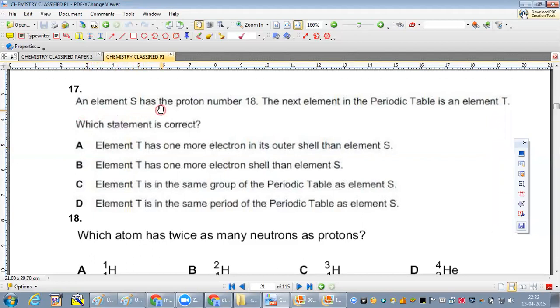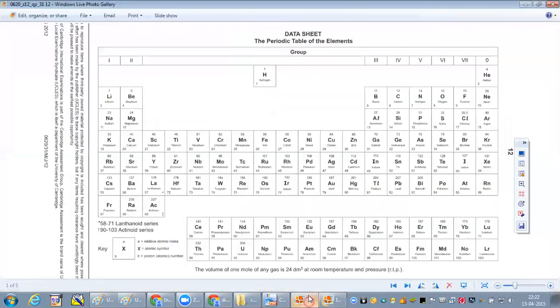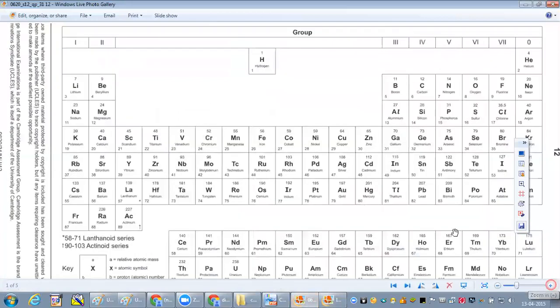An element S has the proton number 18. You can straight away look into the periodic table. Proton number 18. Which element is this? Okay, 18 is over here. This is Ar, argon. Proton number 18 is over here.